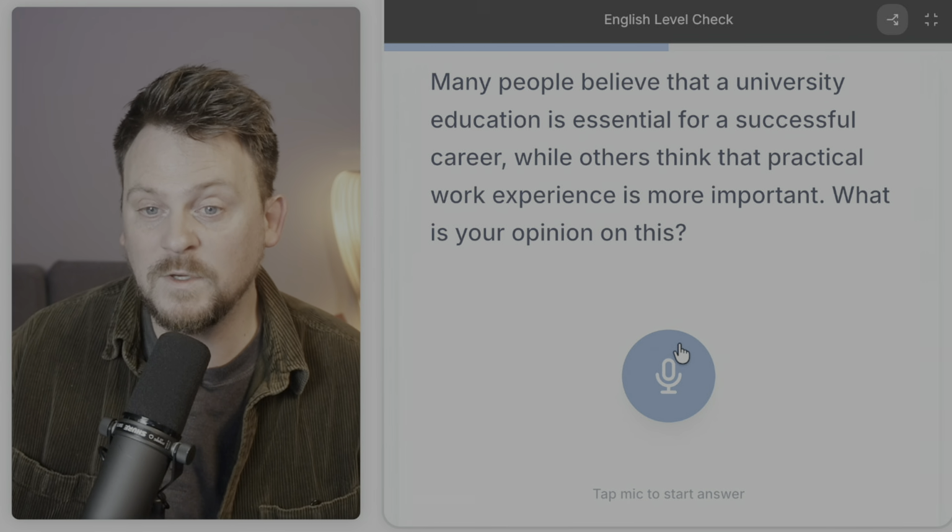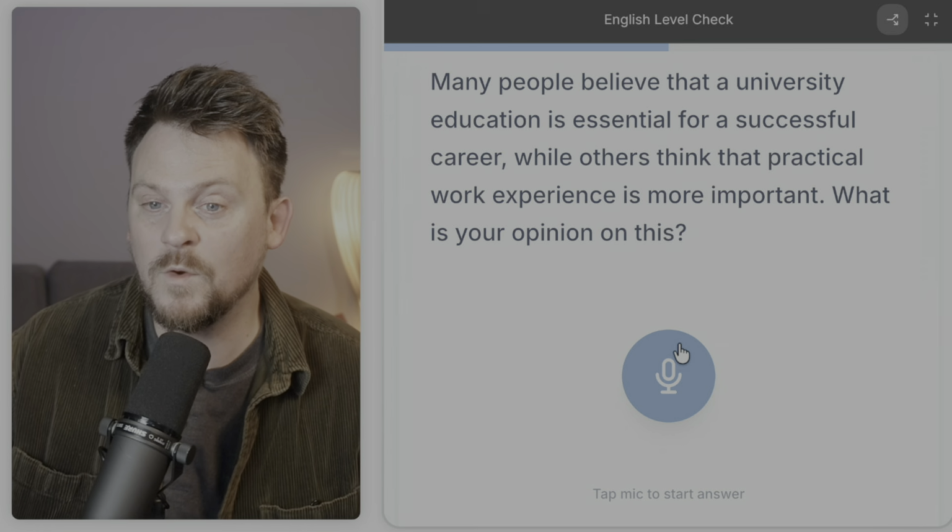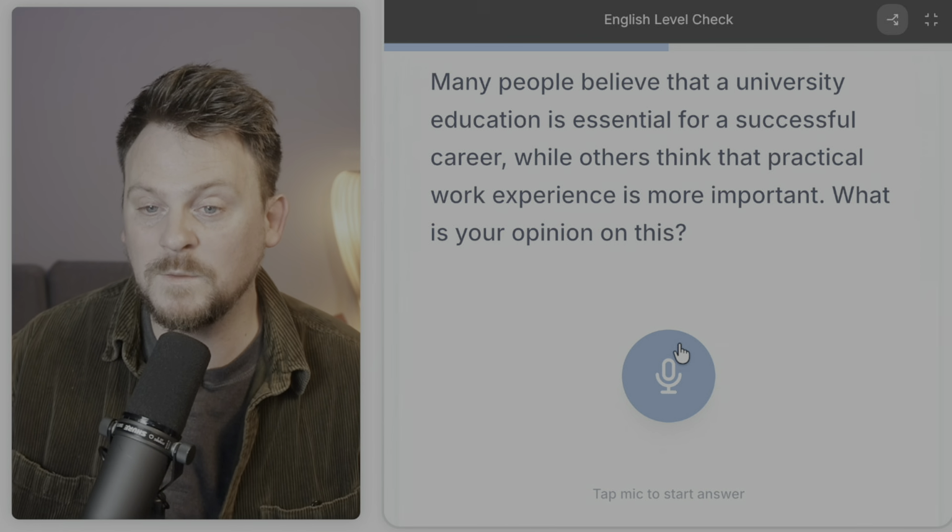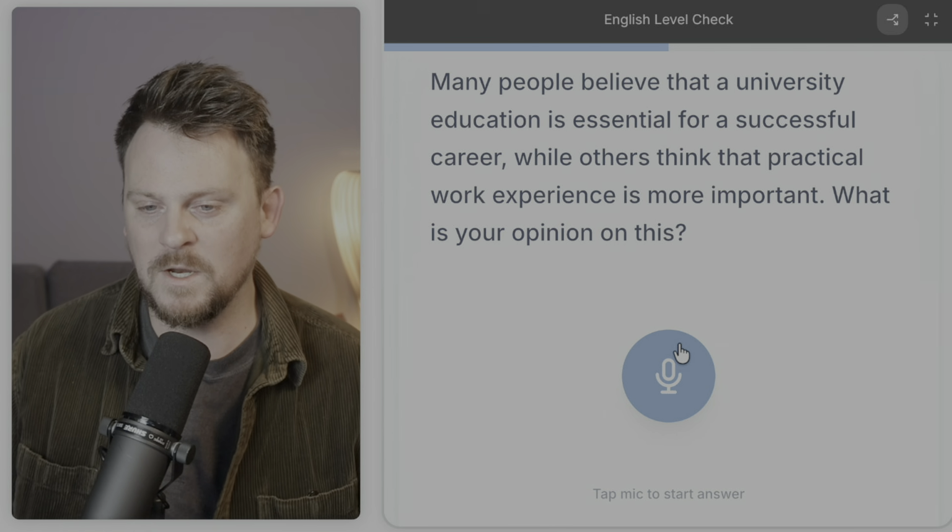Many people believe that university education is essential for a successful career, while others think that practical work experience is more important. What is your opinion on this?